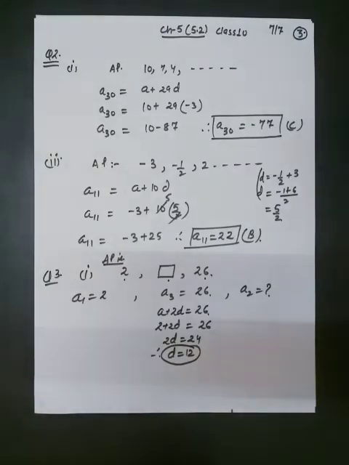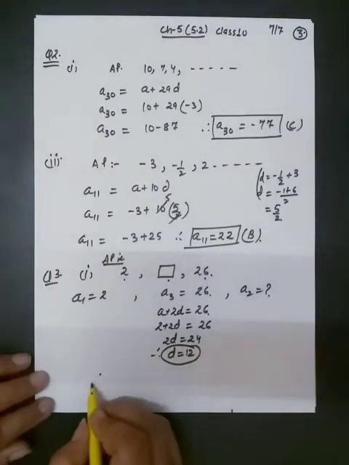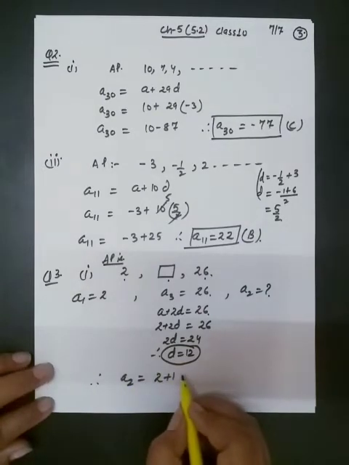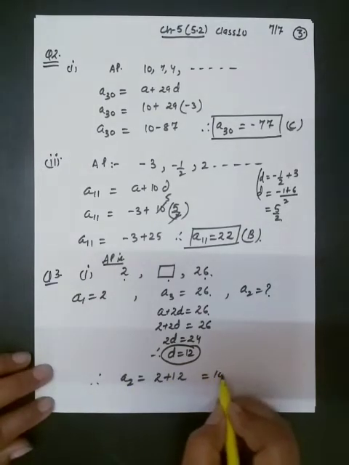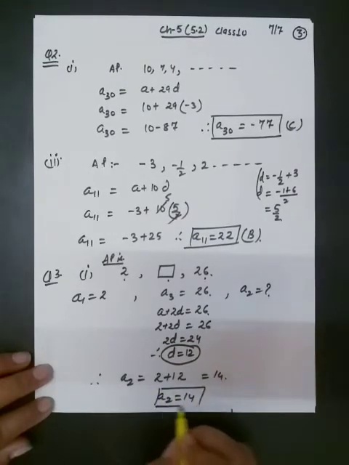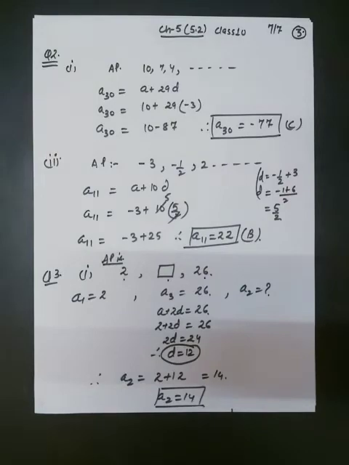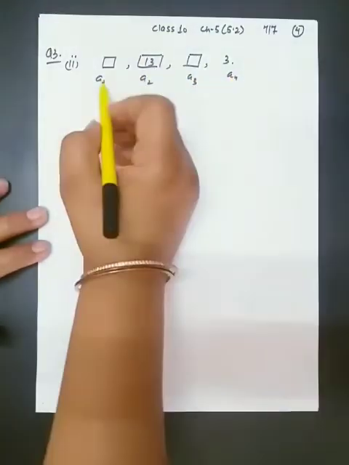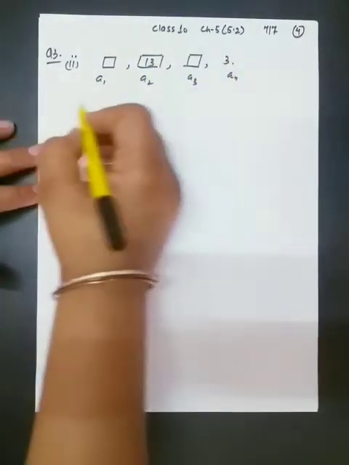And first term is given. We have to find the second term. So therefore A2 is first term plus common difference, that is 14. So A2 is 14. Now question number 3, second part. Here A2 and A4 are given, but first term and third term you have to find.